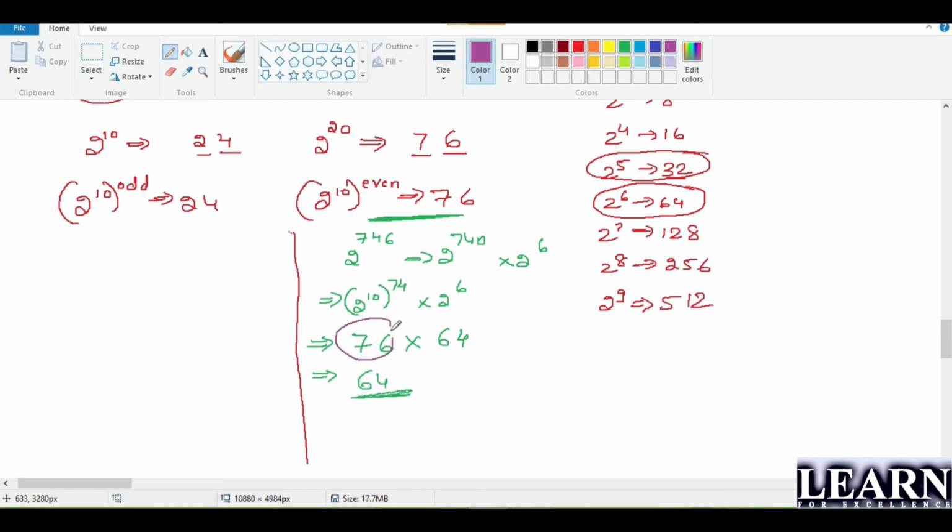Now look at the beauty of this 76. 76 into 64 is 64. 76 into 128 ends with 28. 76 into 32 ends with 32. 76 into 16 ends with 16. 76 into 12 ends with 12. 76 into 56 ends with 56. 76 into 24 ends with 24. 76 into 48 ends with 48. 76 into 4 ends with 4.